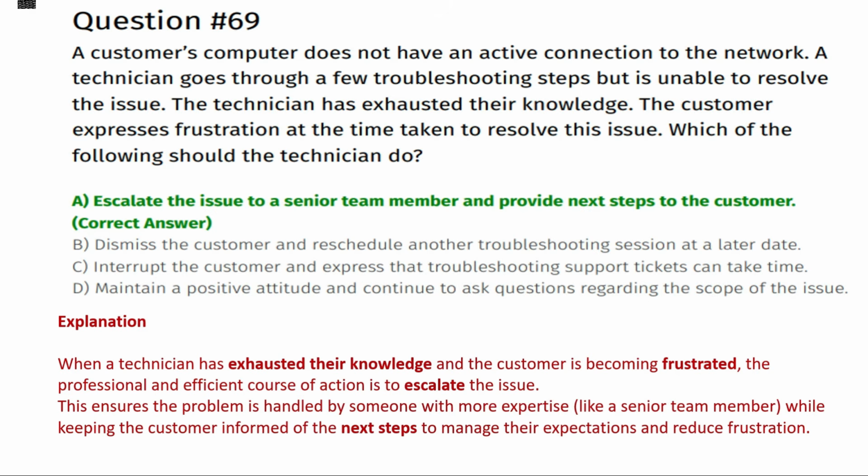When a technician has exhausted their knowledge and the customer is becoming frustrated, the professional and efficient course of action is to escalate the issue. This ensures the problem is handled by someone with more expertise, like a senior team member, while keeping the customer informed of the next steps to manage expectations and reduce frustration. So that's why the correct answer for this question is option A, escalate the issue to a senior team member and provide next steps to the customer. So let's move to the next question.